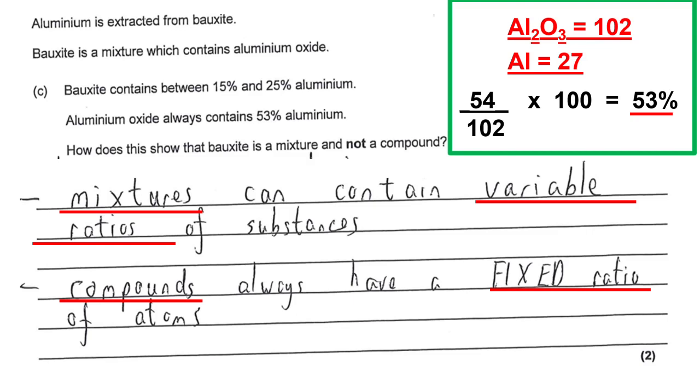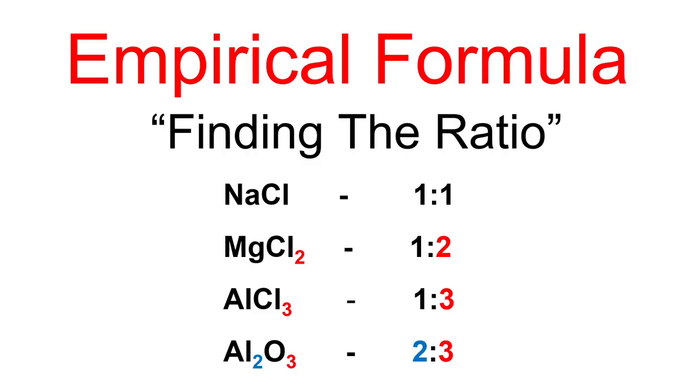But a compound always has the same ratio of atoms, and in the case above, it will always be 53% aluminium and aluminium oxide. They have a fixed ratio. And speaking of ratios, you now need to be able to find the empirical formula. Sorry for the little buzz there, this is a change of period.